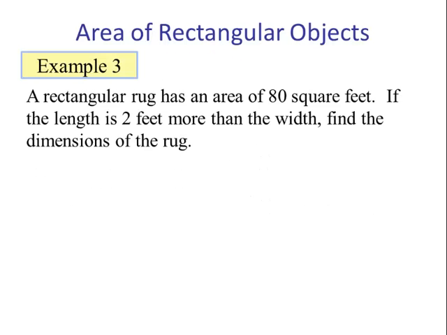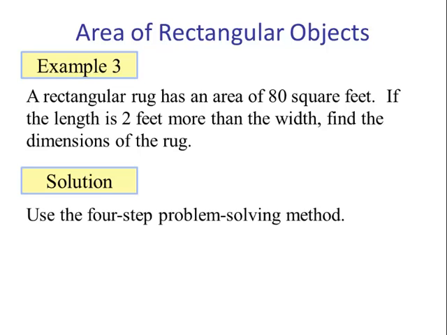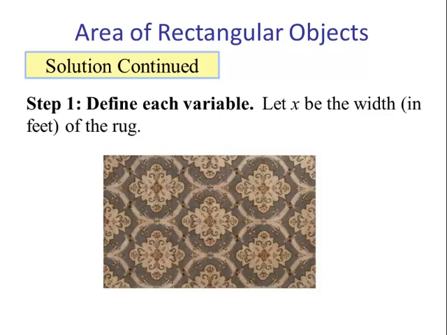Example 3. A rectangular rug has an area of 80 square feet. If the length is 2 feet more than the width, find the dimensions of the rug. Solution: we will use the 4-step problem-solving method. Step number 1, we define each variable. X will be the width, and the length is 2 more, so that's x plus 2.